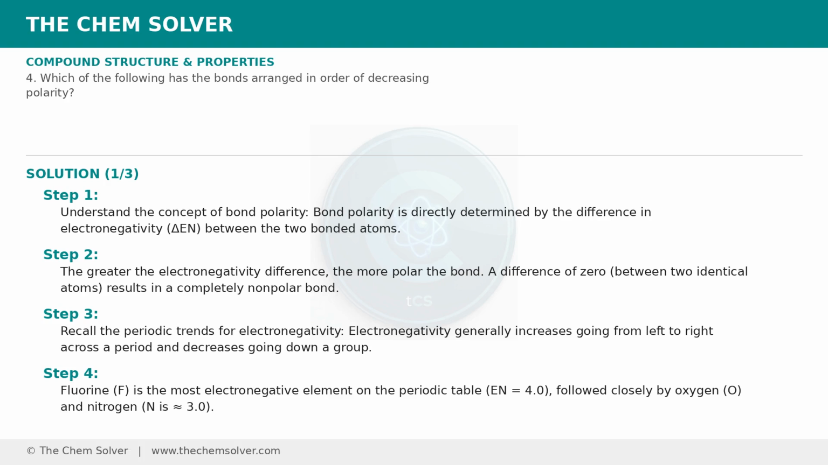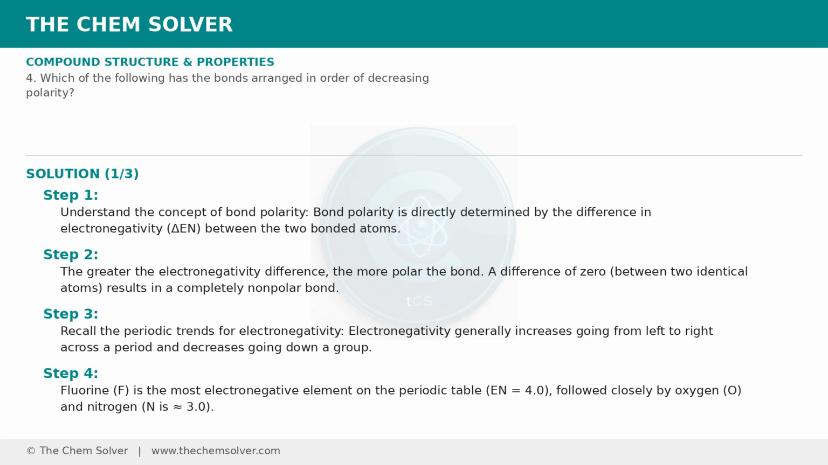Understand the concept of bond polarity. Bond polarity is directly determined by the difference in electronegativity, delta EN, between the two bonded atoms. The greater the electronegativity difference, the more polar the bond. A difference of 0 between two identical atoms results in a completely nonpolar bond.